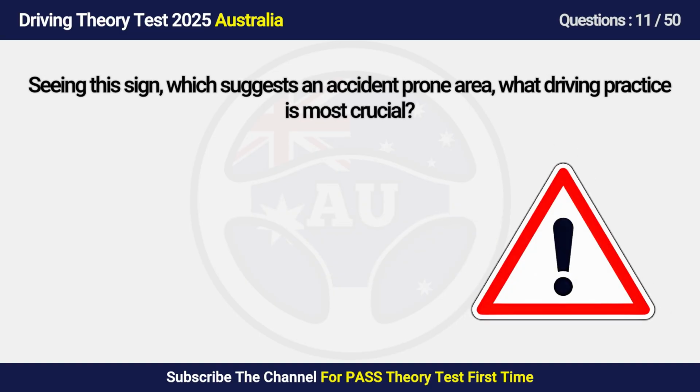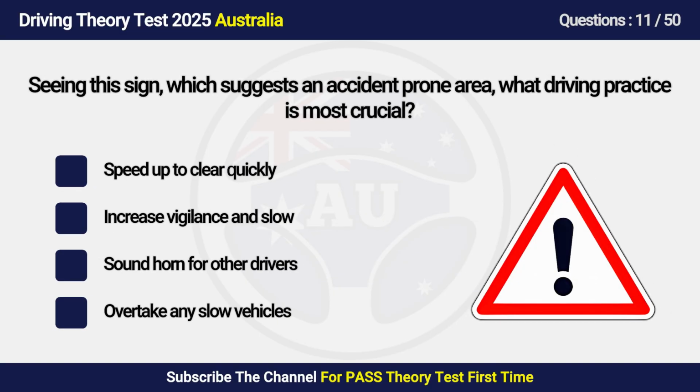Question 11. Seeing this sign which suggests an accident-prone area, what driving practice is most crucial? A. Speed up to clear quickly. B. Increase vigilance and slow. C. Sound horn for other drivers. D. Overtake any slow vehicles.